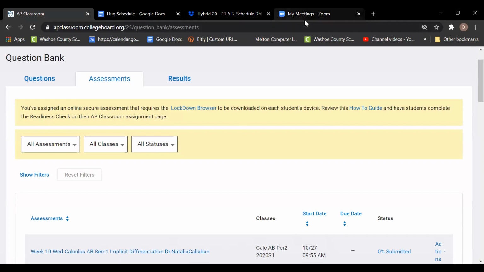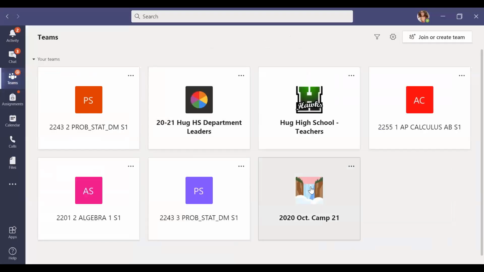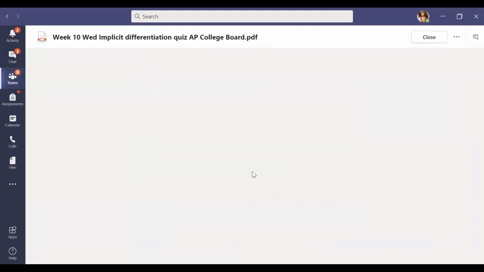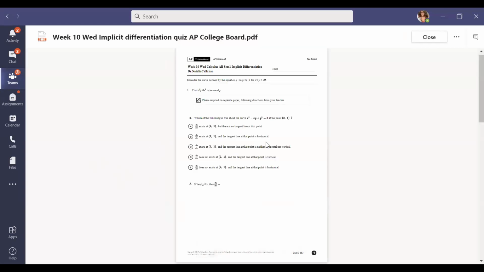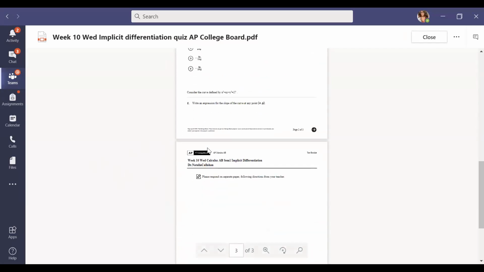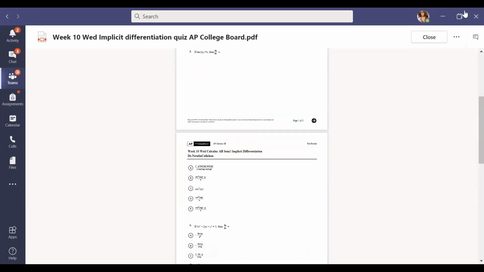Now, the second place that you can find this is through MS Teams. On MS Teams, you have your calculus class, and from your calculus class, you see Week 10 Wednesday Assessment College Board PDF. You just click on that, and ta-da, it is going to hopefully download and you will be able to see it. And yes, you do see it. Here's question 1, question 2, question 3, question 4, and then question 5. So with that said, that is your quiz.